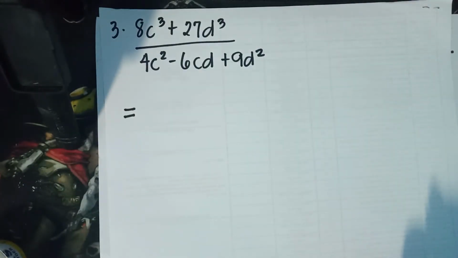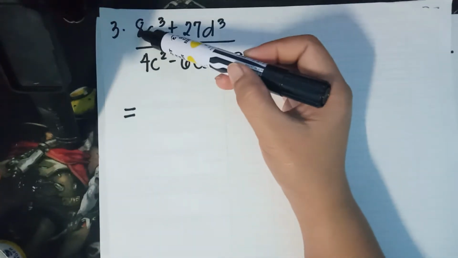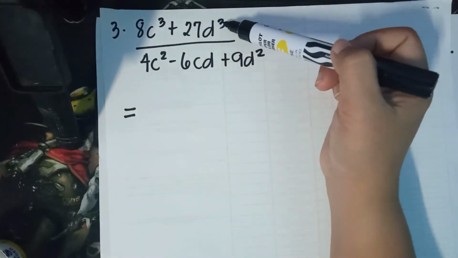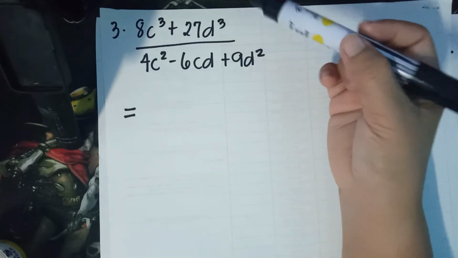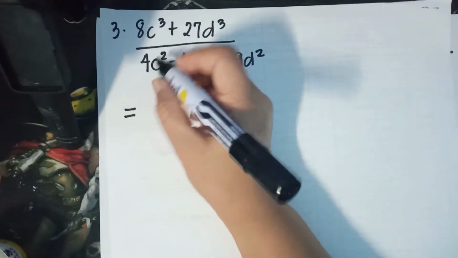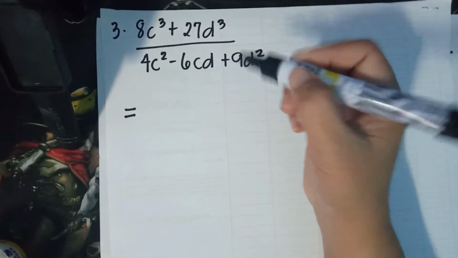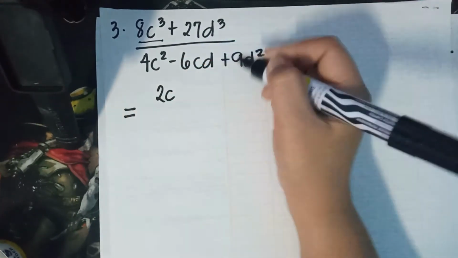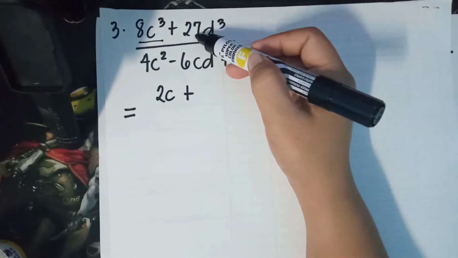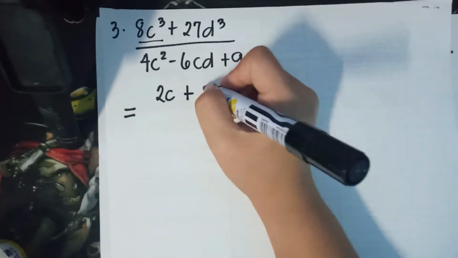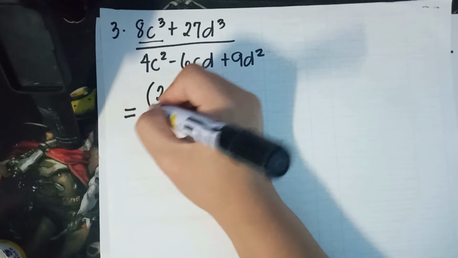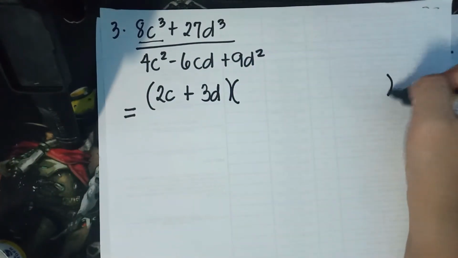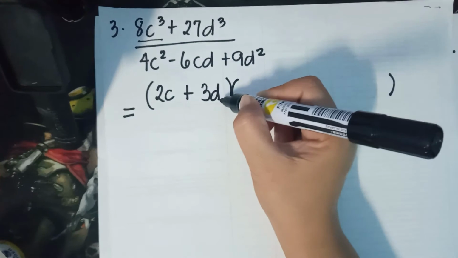Number 3, 8c cubed plus 27d cubed over 4c squared minus 6cd plus 9d squared. Since 8c cubed plus 27d cubed are sum of two cubes, then we can factor that out using sum of two cubes. Cube root of 8c cubed is 2c plus 27d cubed, cube root is 3d. Next, second factor based on your first factor.